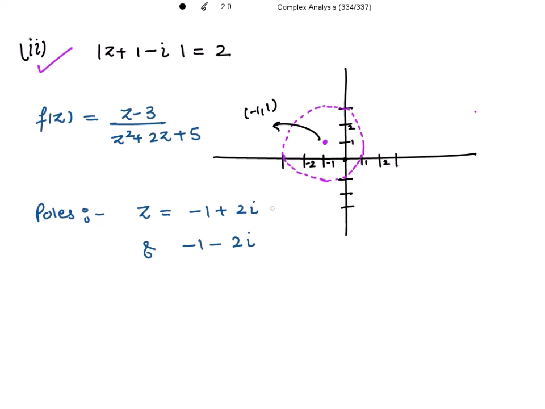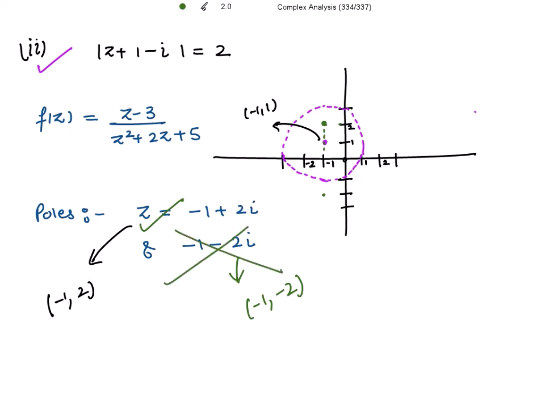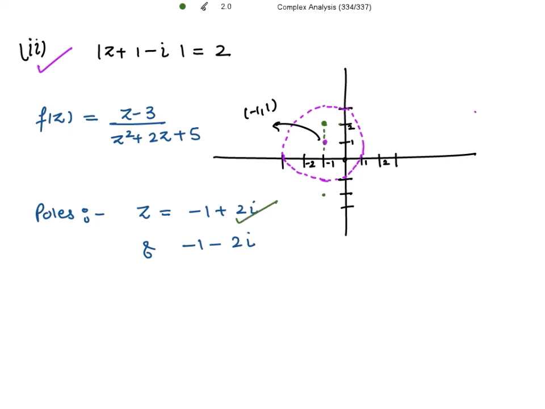Okay. Now to check which of these points lie inside the circle. So here the real part is minus 1 and the imaginary part is 2. So the first point is minus 1, 2. Is this point lying inside the circle? Yes, this is the point, so yes, this point lies inside the circle. And what about this point? The real part is minus 1, imaginary part is minus 2. So minus 1, minus 2 is this point. So it is lying outside the circle. So only the first point lies inside the circle.